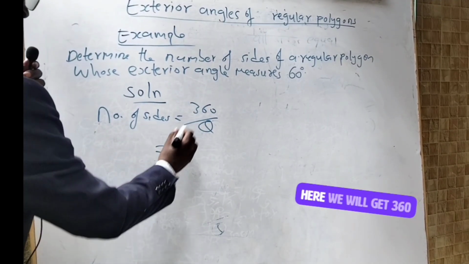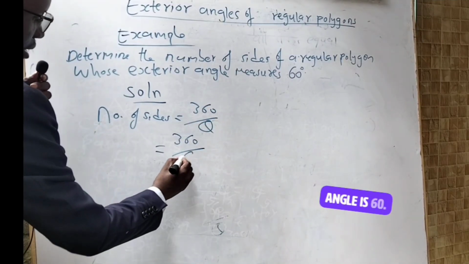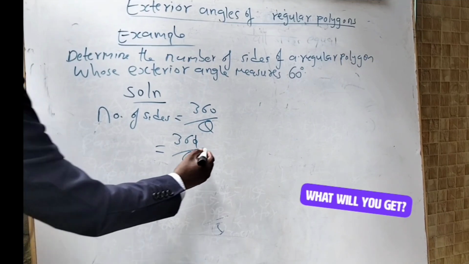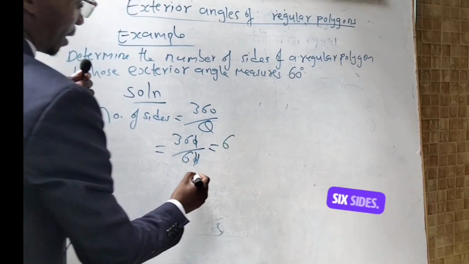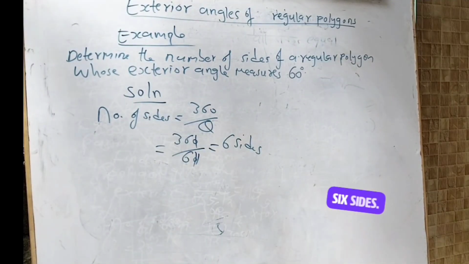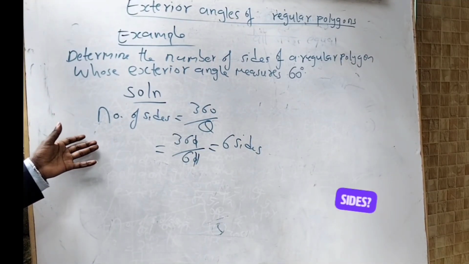So the number of sides here will be 360 divided by our exterior angle, which is 60. So 360 divided by 60, what will you get? 6 sides. 6 sides. And what is the name of the polygon with 6 sides?